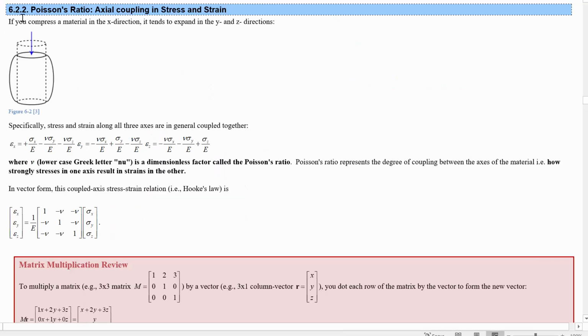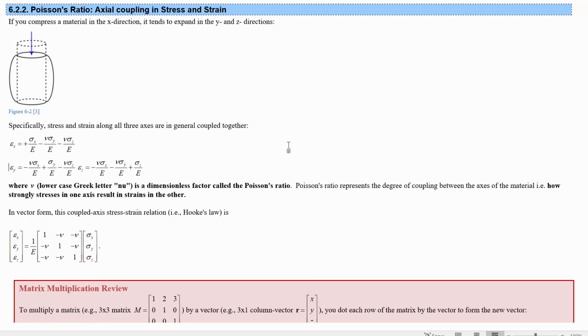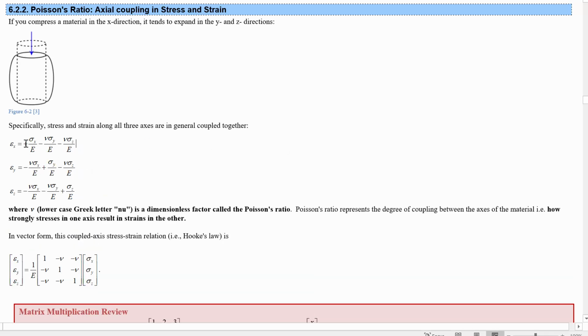All right, next up is Poisson's ratio, the axial coupling in stress and strain. Axial coupling means that the x direction stress and strain is actually coupled to what's going on in the y and z direction. If you take a free object and compress it in x, then it's going to expand in y and z typically. So really the x, y, and z stresses and strains are all related through a parameter. The parameter here, Greek letter nu, not a v, a nu, is called the Poisson's ratio.